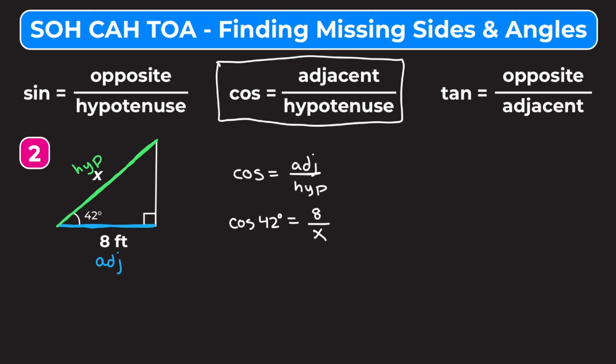So what we want to do first is multiply both sides of our equation by x to get it out of the denominator. On the left, we're going to get x times the cosine of 42 degrees. On the right, the x's cancel and go to 1, so we're just left with 8.